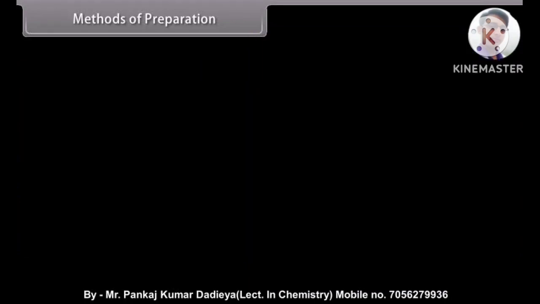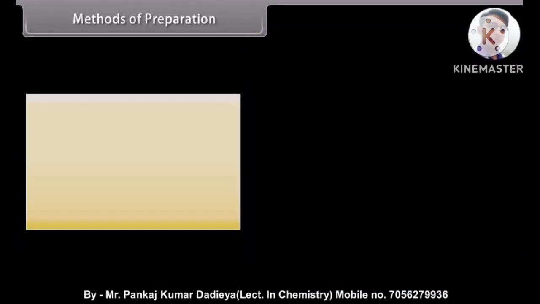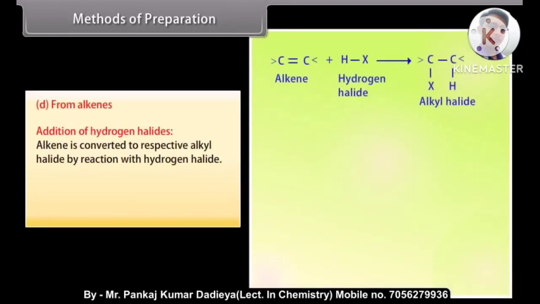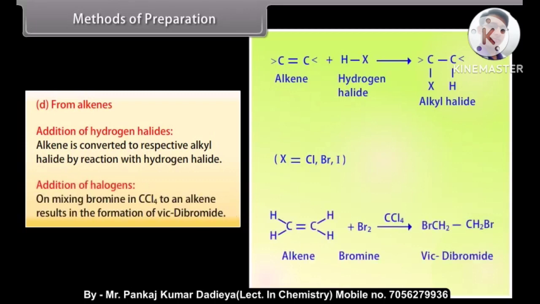Methods of preparation. From alkenes. Addition of hydrogen halides. Alkene is converted to alkyl halides by reaction with hydrogen halide. Addition of halogens. On mixing bromine in CCl4 with an alkene, it results in the formation of vicinal dibromide.